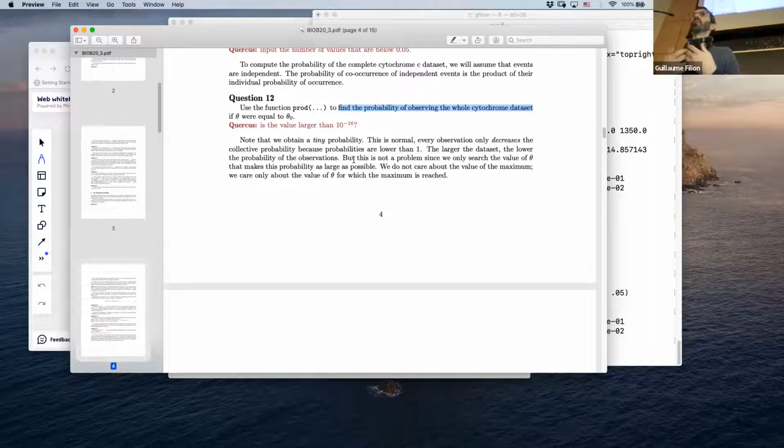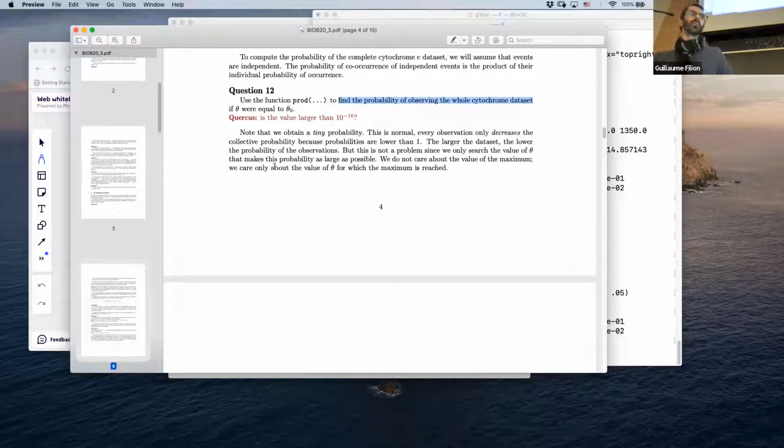If my data set had 100 points, these numbers would be even smaller, but it's not necessarily because theta 0 is a bad choice. It's just because every time you add data, each probability is a number less than 1, so by the multiplication it keeps decreasing, it can only decrease, not increase. But this is not a problem, since we only search for the value of theta that makes this probability as large as possible. So we don't care that this is a small value, it's irrelevant. The question is whether there are values of theta that are better than theta 0, or is theta 0 already the best we can achieve?